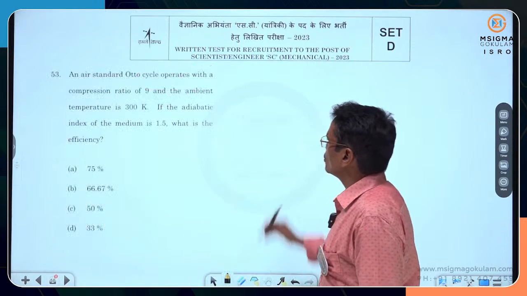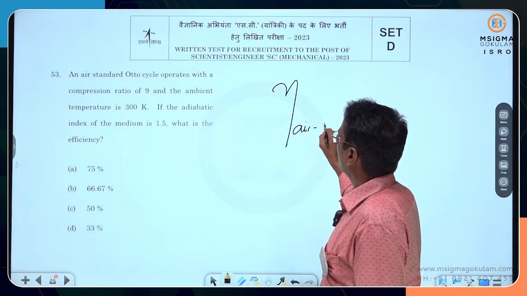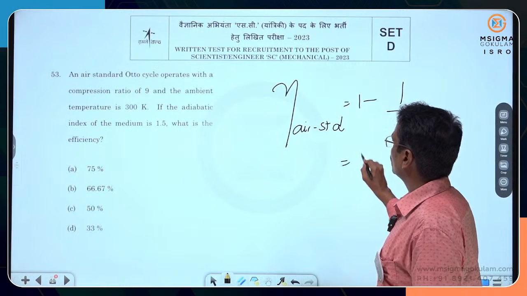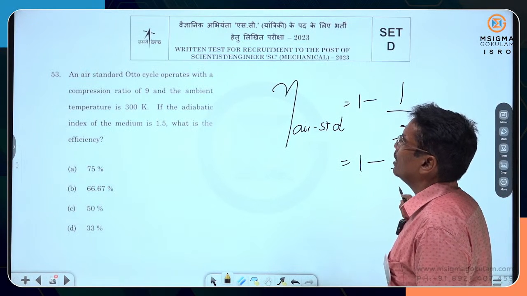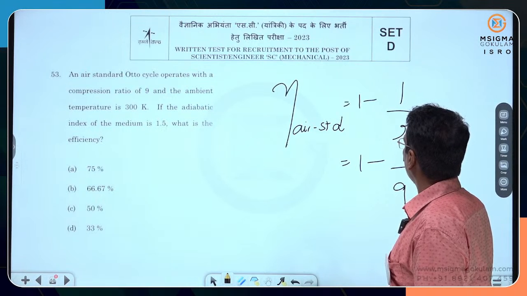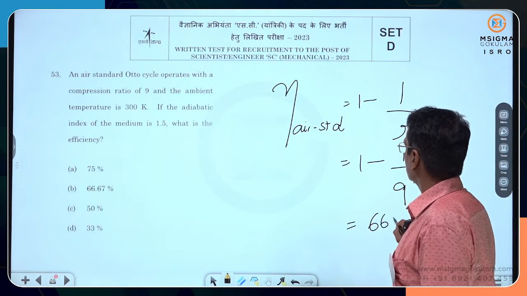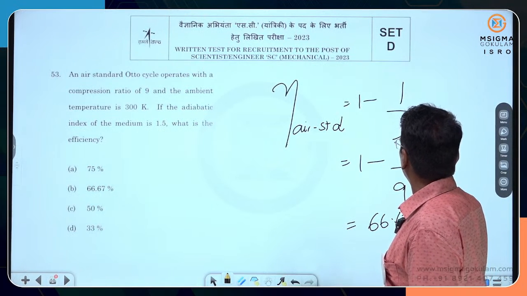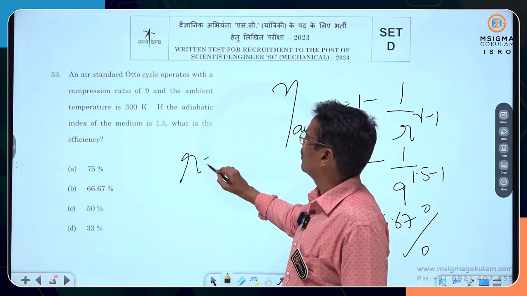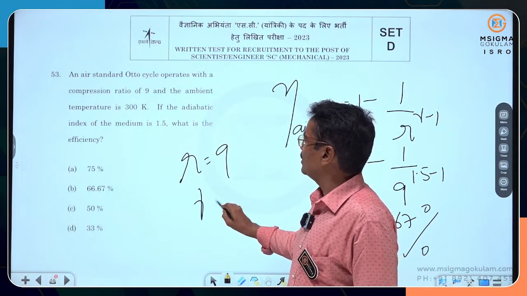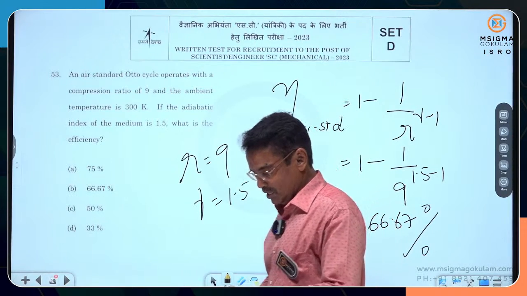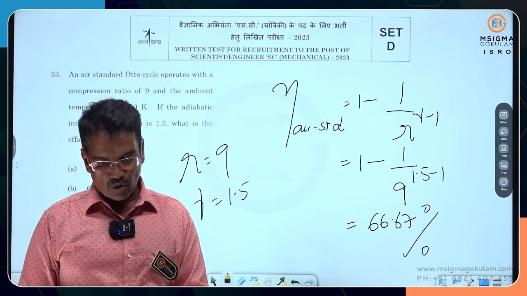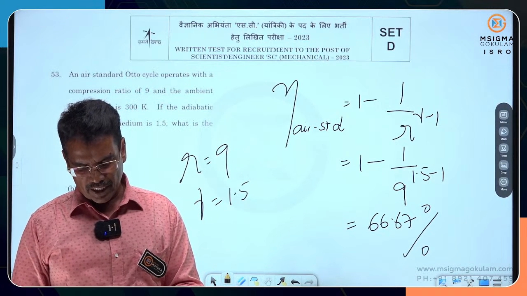For the air standard Otto cycle, the thermal efficiency is 1 minus 1 by R to the power of gamma minus 1. With R given as 9 and gamma as 1.5, 1.5 minus 1, it is 66.67 percent. R is the compression ratio. Gamma is given as 1.5. For calculation purposes he has given it so; usually the gamma of air will be 1.4.